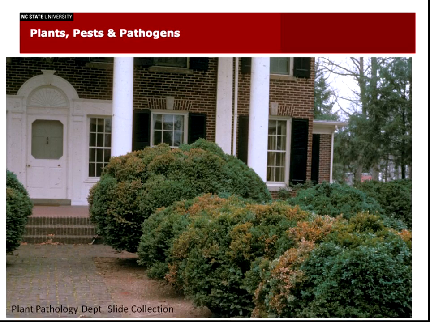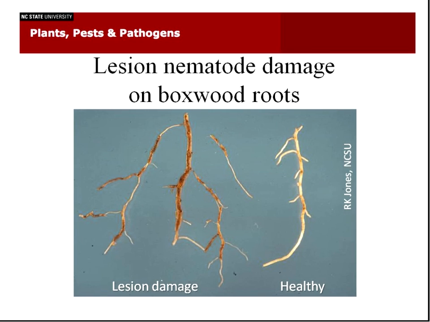Last group I want to go through very quickly here, not really an ignored group, but one that we don't see very often because it's under the soil. In this case, the particular example is going to be boxwood, and it has very bright orange foliage. Again, this is not something happening in the leaves themselves. It is the result of lesion nematode damage. So these form dead spots or lesions on the roots. You can see damaged and healthy there in the side-by-side.